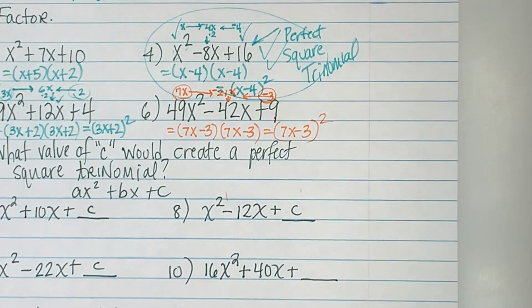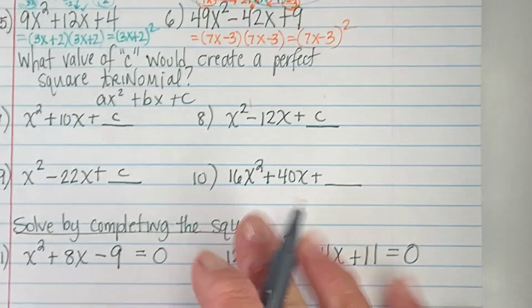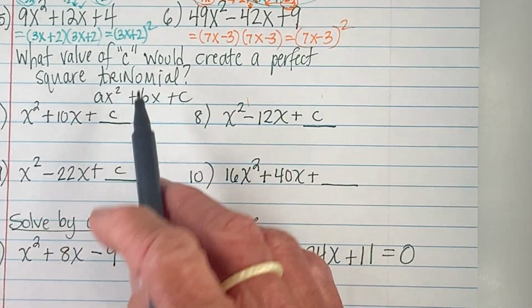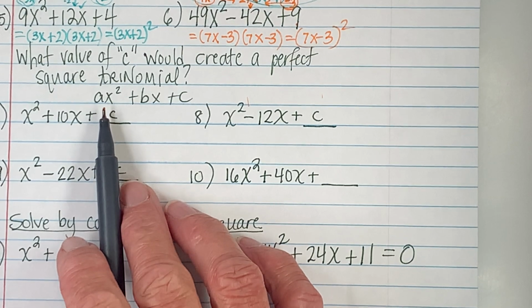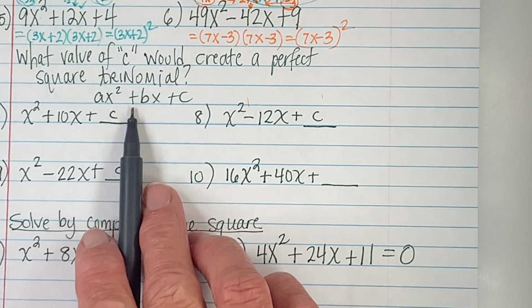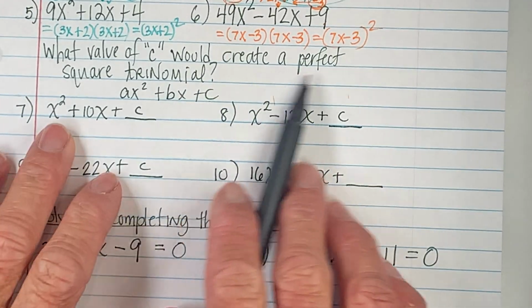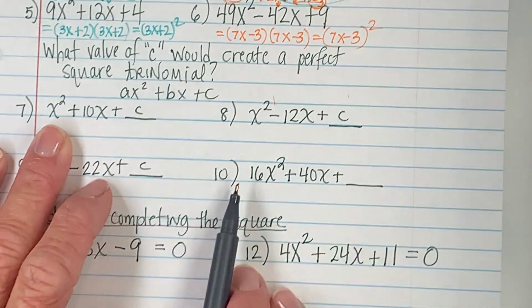to the second power. Okay, so now that we've reviewed the perfect square trinomial, what value of c, remember anything that's quadratic, if you write a quadratic function in standard form, it's ax squared plus bx plus c, c's are constant, what value of c would result in a perfect square trinomial?